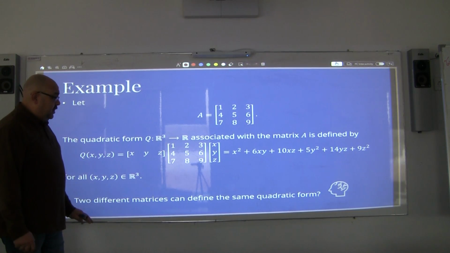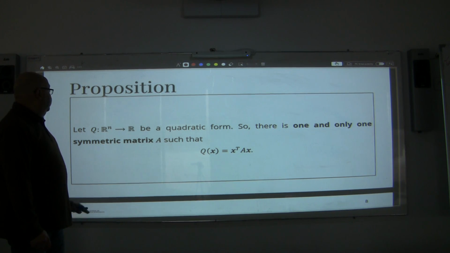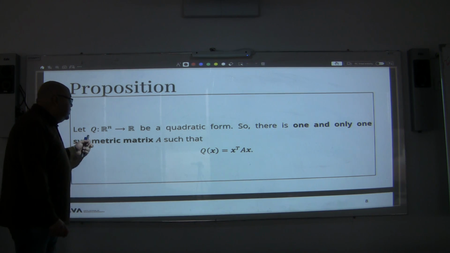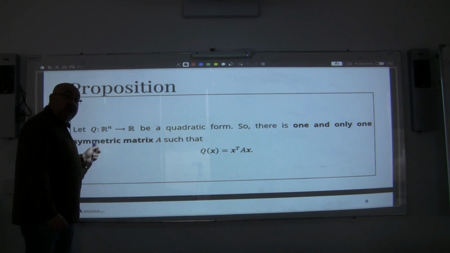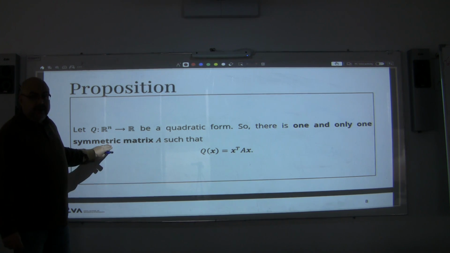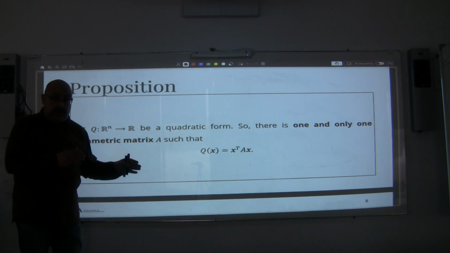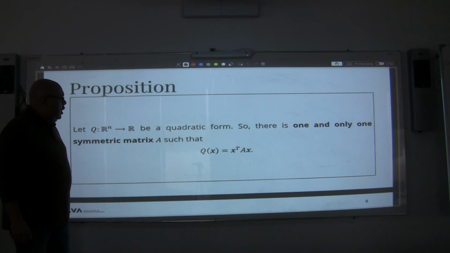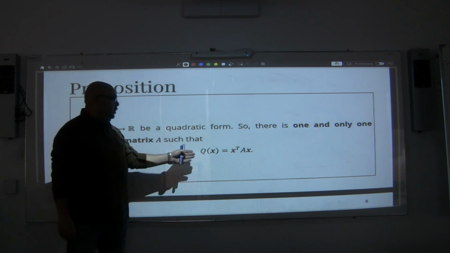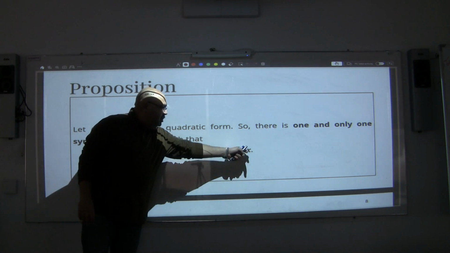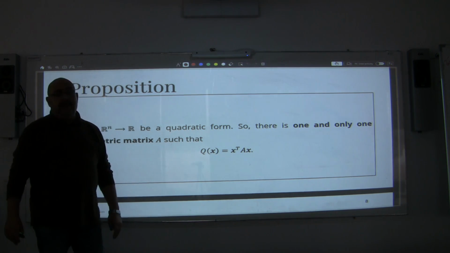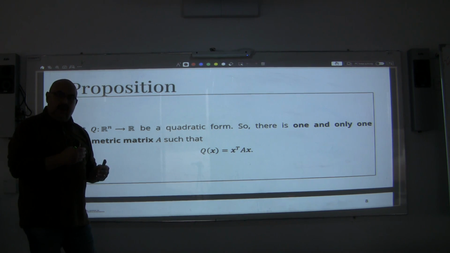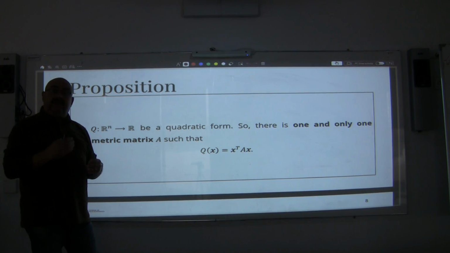In general, if R n into R is a quadratic form, then there is one and only one symmetric matrix. And that's the type of matrices that we are interested in. As you saw previously, that was working on a matrix that was not symmetric. But if I have a symmetric matrix, I will be able to get x to the power of t times A times x, and I will be able to get the quadratic form, either getting the matrix from the quadratic form, as you will see, or getting the quadratic form from the matrix.